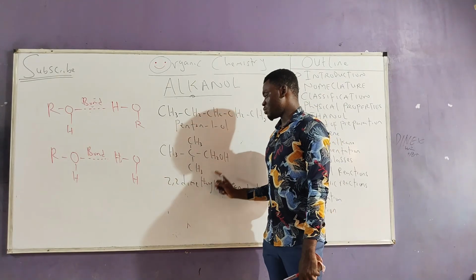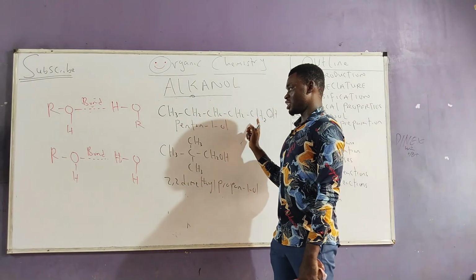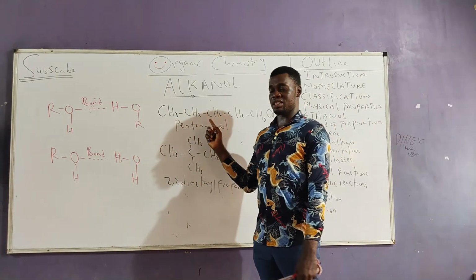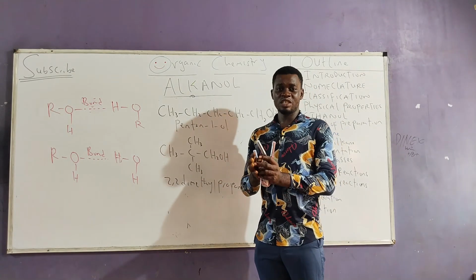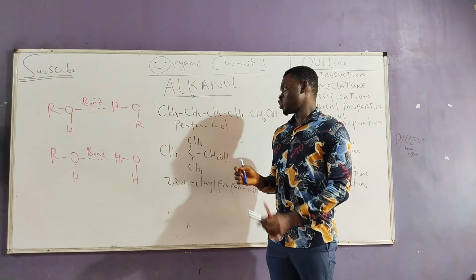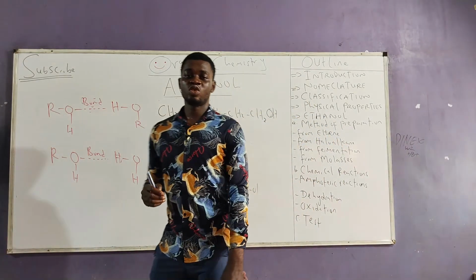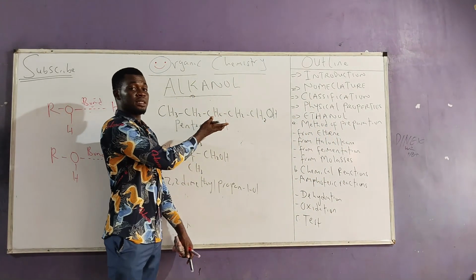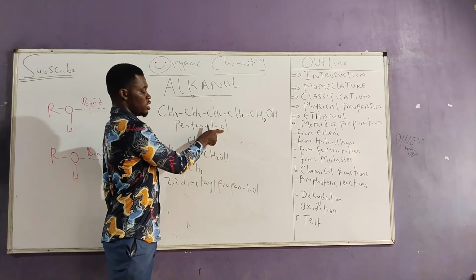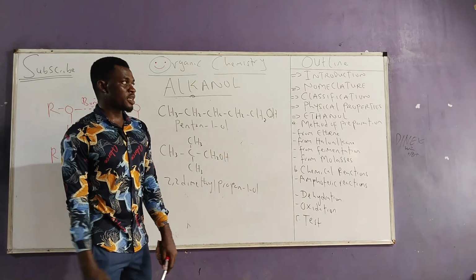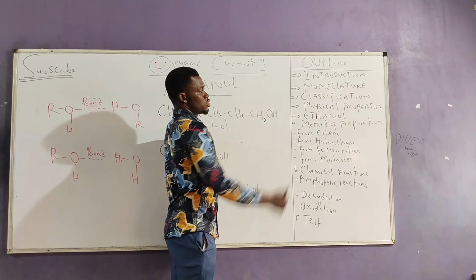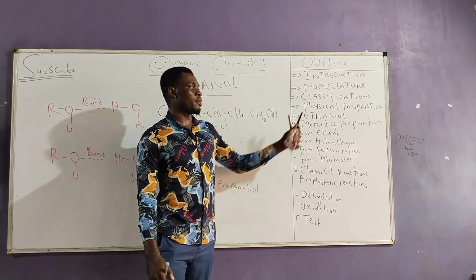Because branch chain is much more compact compared to straight chain, for straight chain van der Waals forces increase, while for branch chain van der Waals forces tend to reduce because of the compact nature. So straight chain alkanols tend to have a higher boiling point but lower solubility compared to branch chain. We'll talk about introduction, nomenclature, classification, and physical properties.